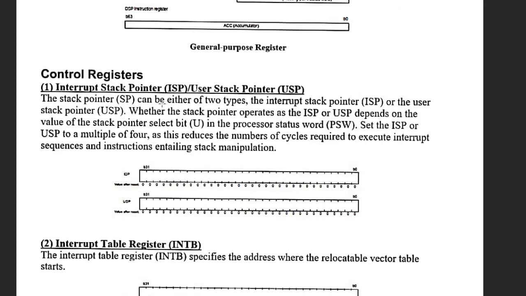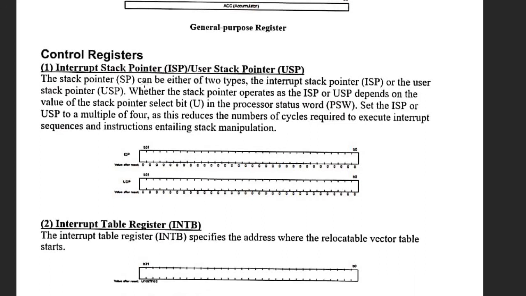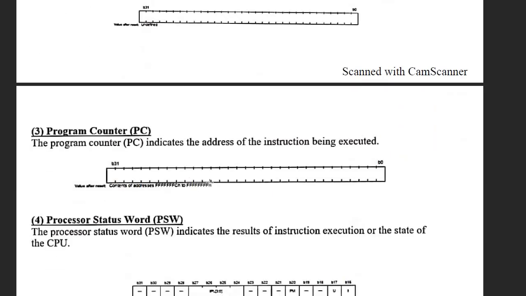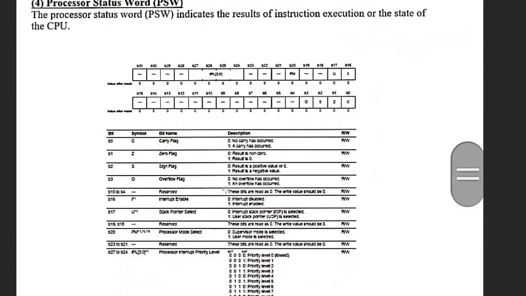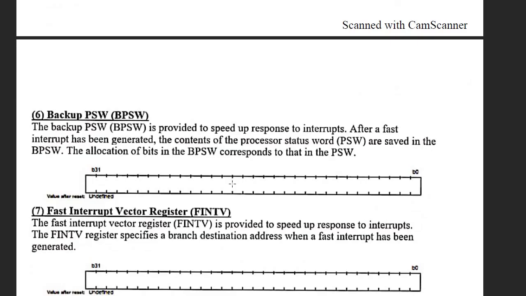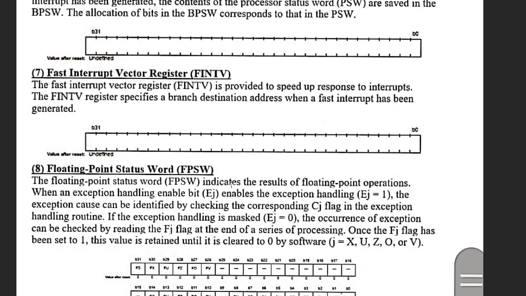Now these are the control registers. There are about 7 control registers. One is the interrupt stack pointer. One is the interrupt table register. One is the program counter. One is the processor status word. And finally the backup PC, the backup PSW, the fast interrupt vector register, and the floating point status word.